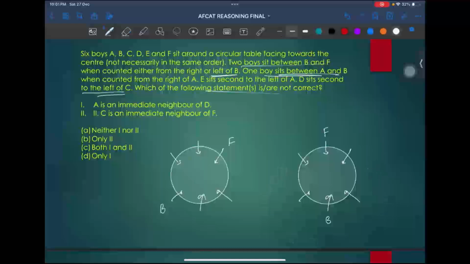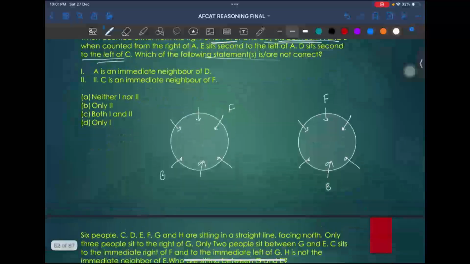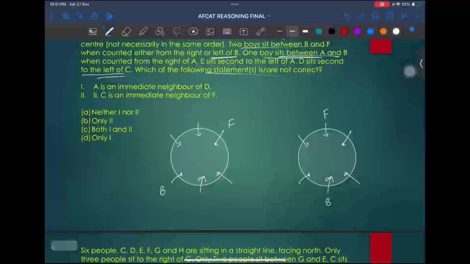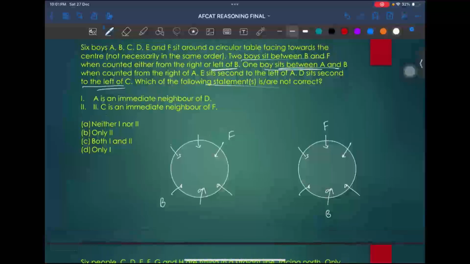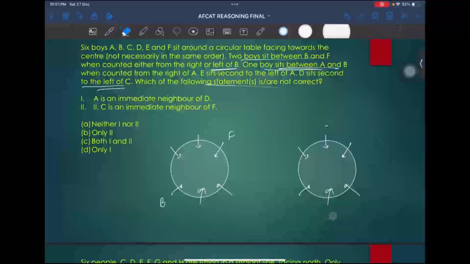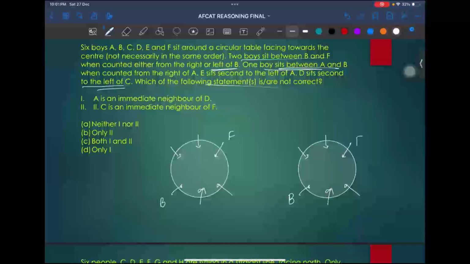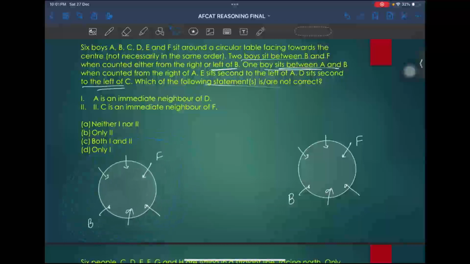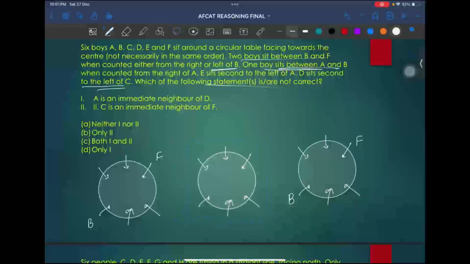That is, one boy sits between A and B. I'll try to do it using the same drawing, because I'll try to keep B as it is here itself, and I'll make one more. Just move this side. This is B and F.